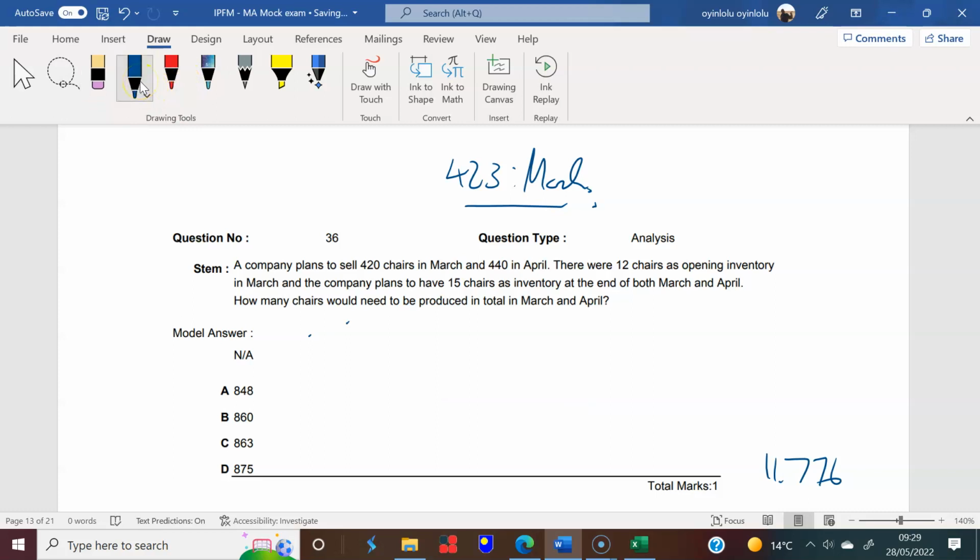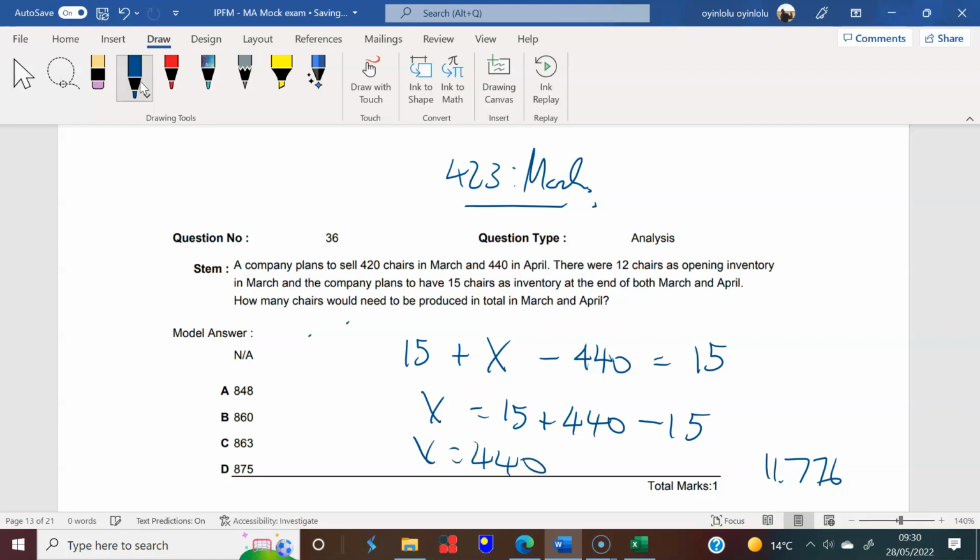In April, you start with 15 chairs because that's the closing inventory of March. You produce a certain number of chairs. You want to sell 440 and you want to be left with 15 chairs as well. It's slightly easier. So x is equal to 15 plus 440 minus 15. You have 15 at the beginning and 15 at the end, so you just need to produce the exact amount. So x is equal to 440. You need to produce 440 in April.